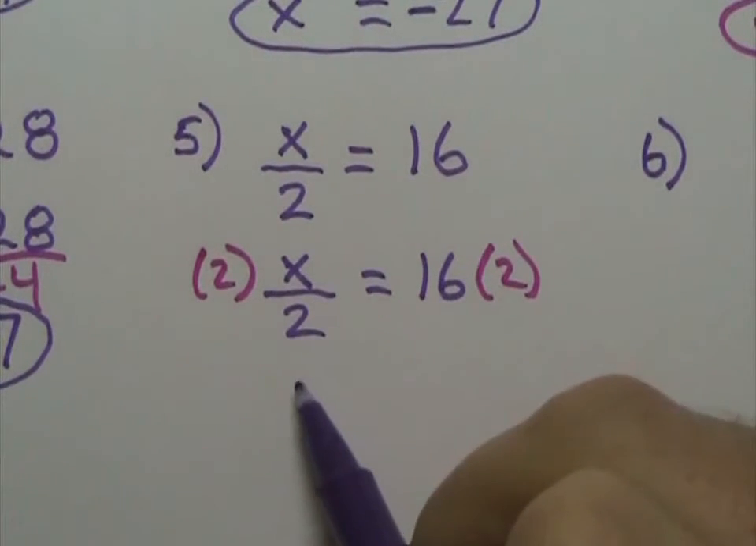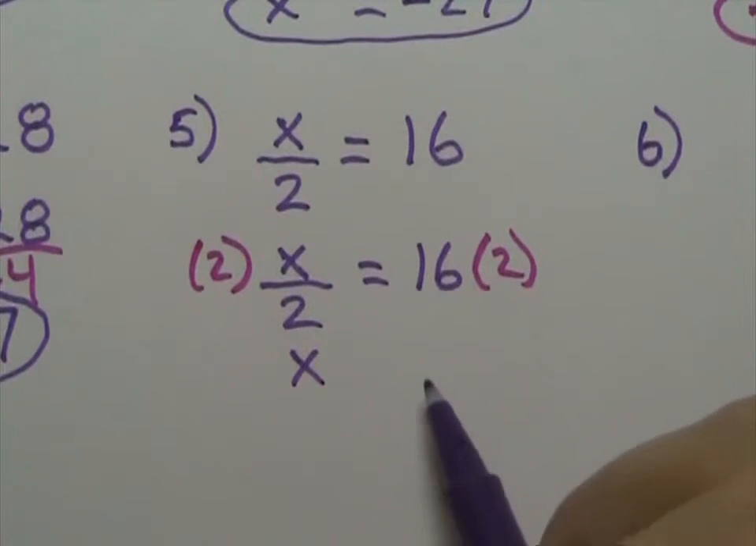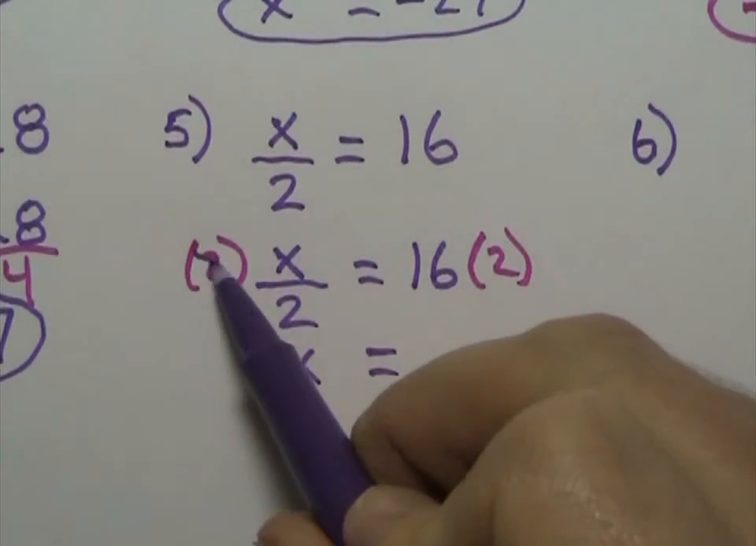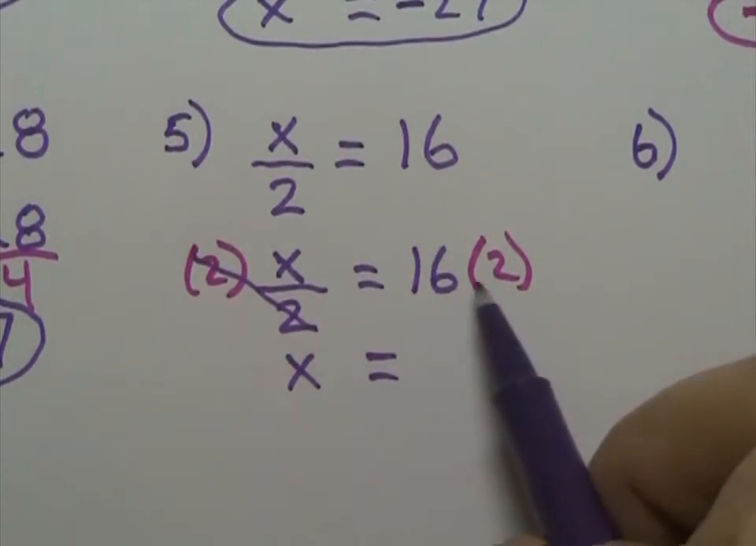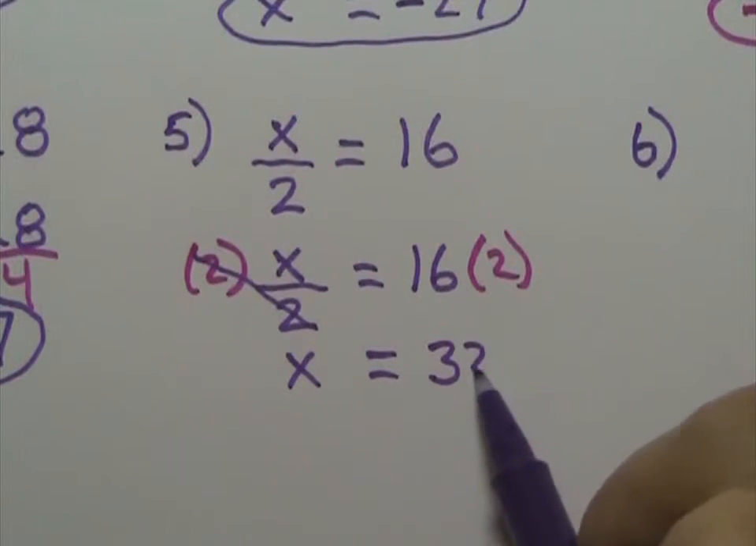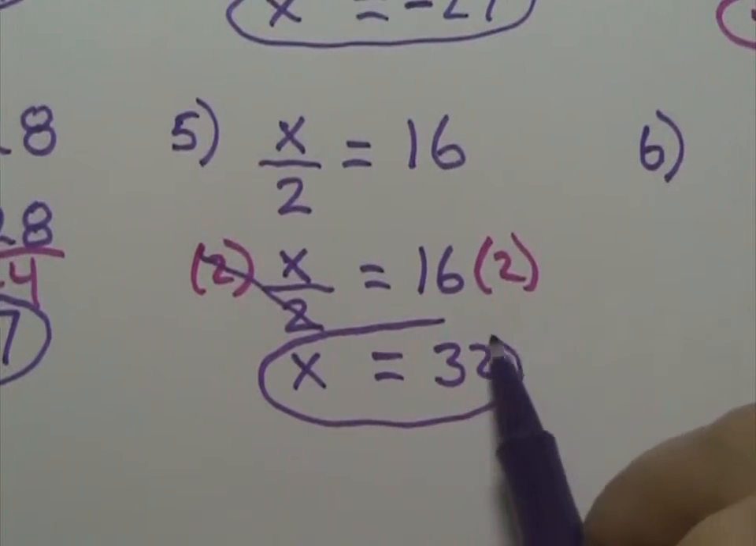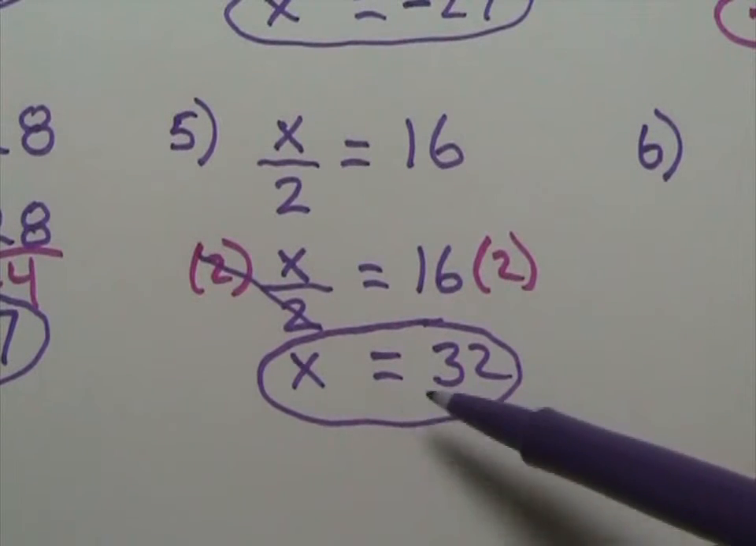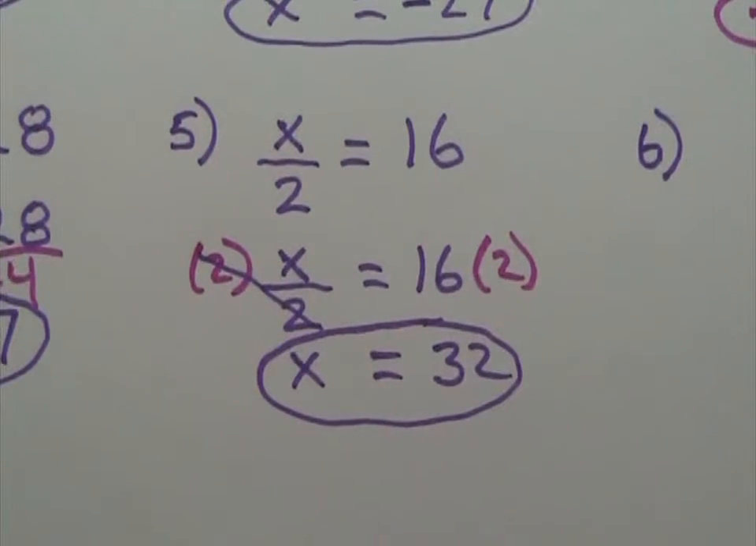So what's that leave me with? x equals, the 2's cancel here, that's why I just have x. 16 times 2 is 32. Again, my equals are lined up. Same thing to both sides.